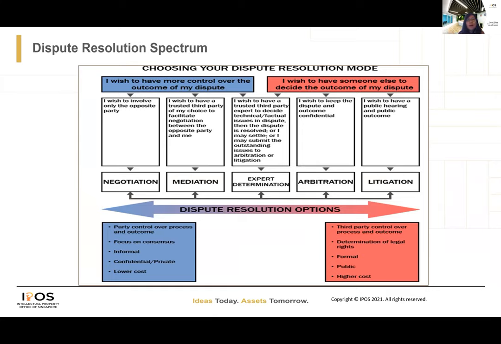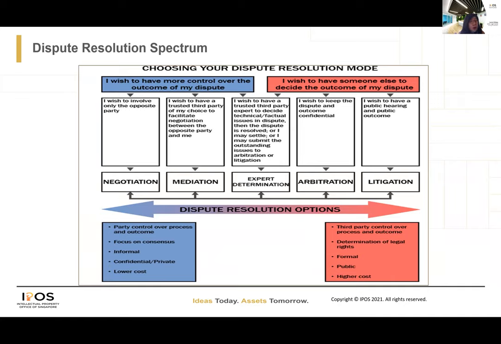Now, right at the other end of the spectrum, on the blue side, you can see it is negotiation. Now, I'm sure most of you are well aware of negotiation. Essentially, parties can try to negotiate their dispute. So as you can see, in terms of party control over the process and outcome, there is no third party involved. Both parties on opposite sides have absolute control over the process and outcome. There are no rules and regulations to tell you how to resolve your dispute.